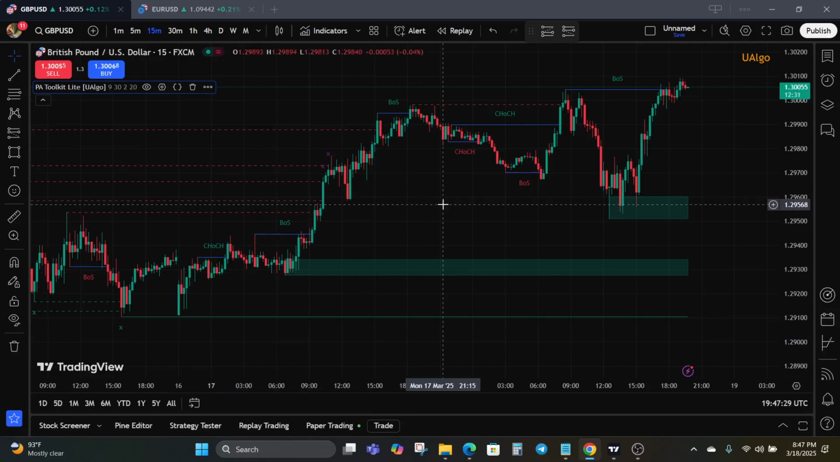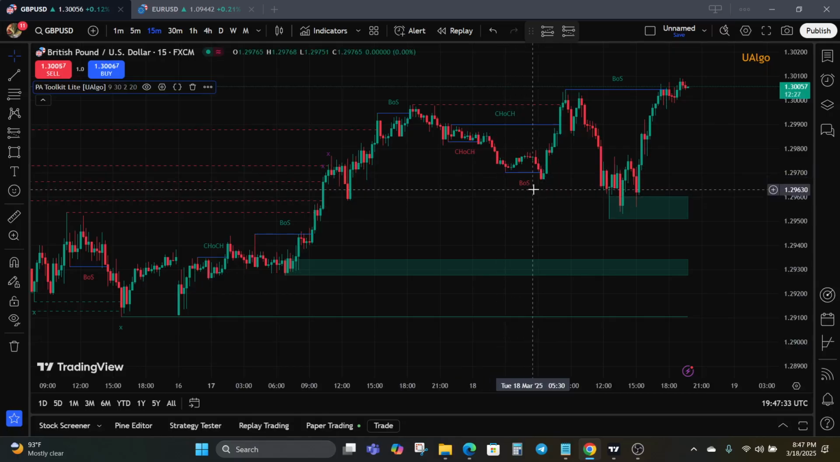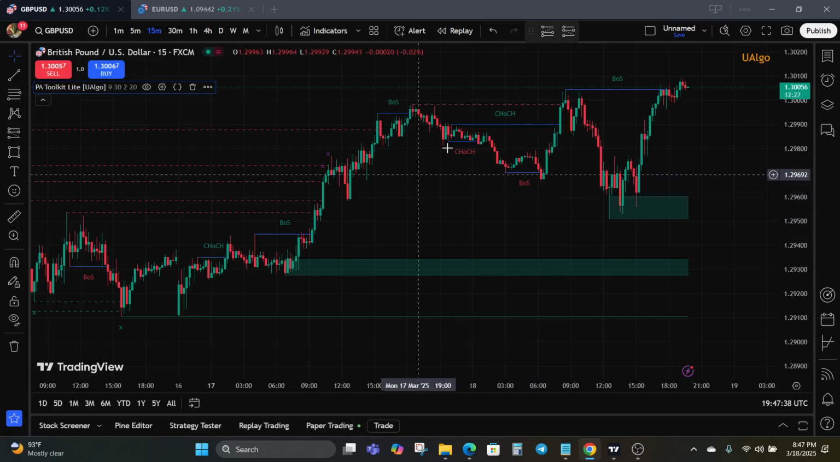The Price Action Toolkit Indicator in TradingView is designed to help traders understand market structure by automatically plotting key price action signals. Okay, so here is what it does.